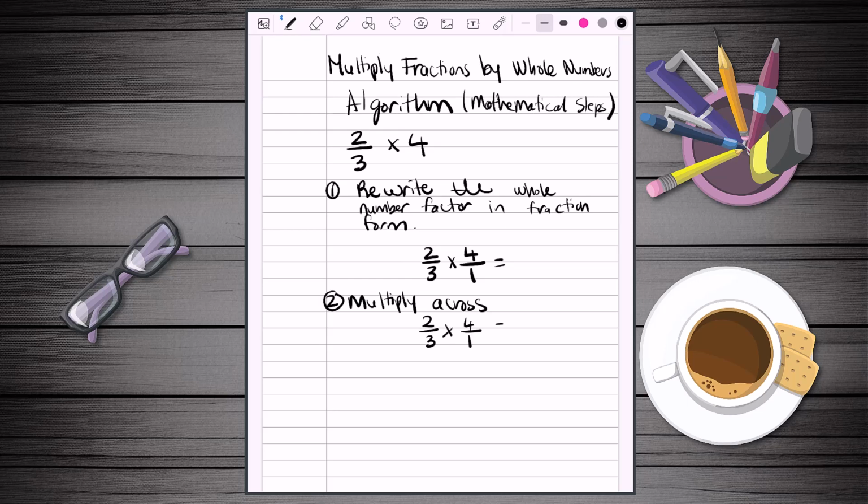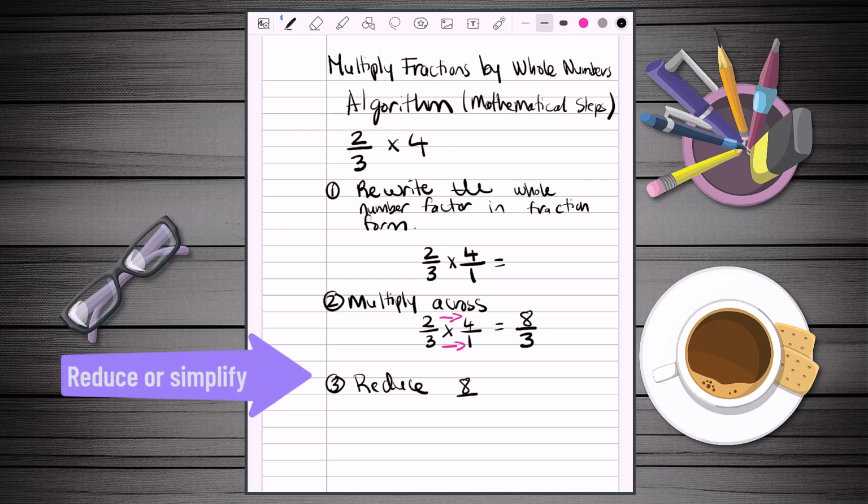Step 2 is to multiply across. Multiply the numerators, 2 times 4. Multiply the denominators, 3 times 1. And your answer is 8/3.